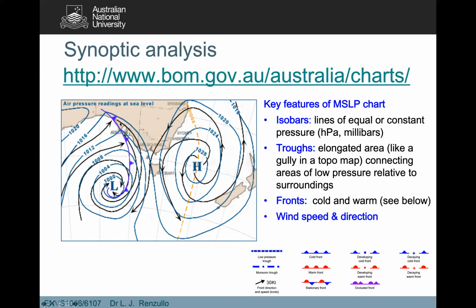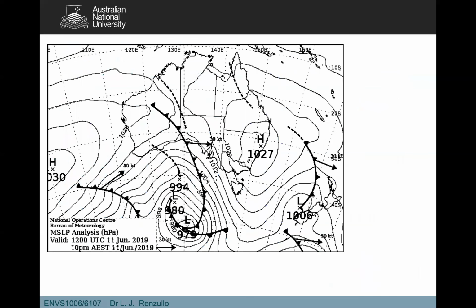Fronts are identified by these lines with triangles on them. They can be warm or cold. In fact, they can be combinations of the two as well. And they also show the wind speed and direction. Now, remember, we talked about the contours, the spacing between the lines in the pressure charts. If they are close together, that means there's a steep gradient, and therefore the winds will move faster through that area compared to wider spacing between the lines.